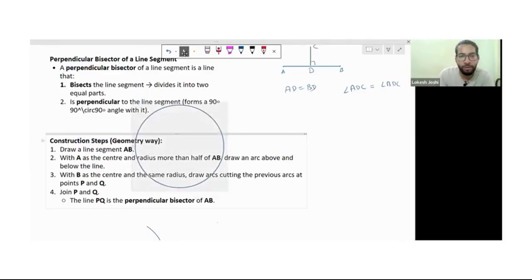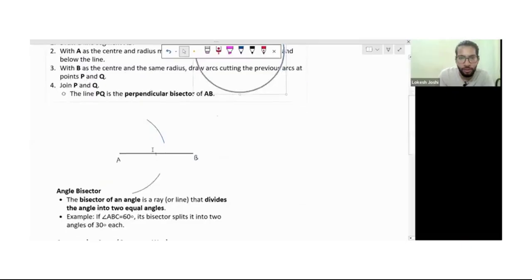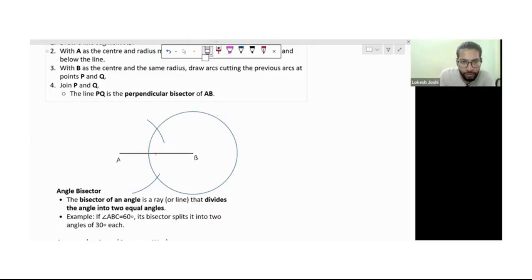I will draw another arc making B as the center. Now B is the center, so I have to consider these two points which are intersecting there, one above the line and one below the line. They are intersecting at these two points. Mark them as P and Q. This point is P and this point is Q. So the line PQ is the perpendicular bisector of AB.